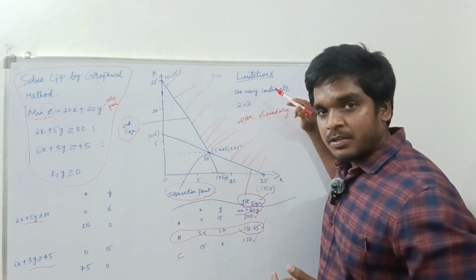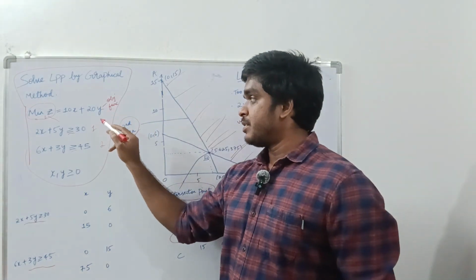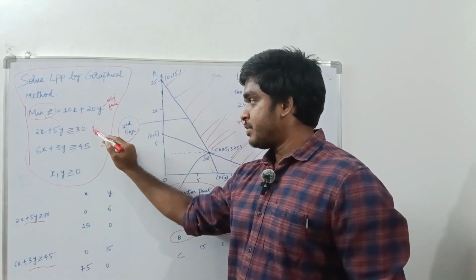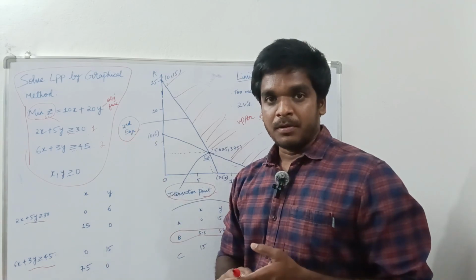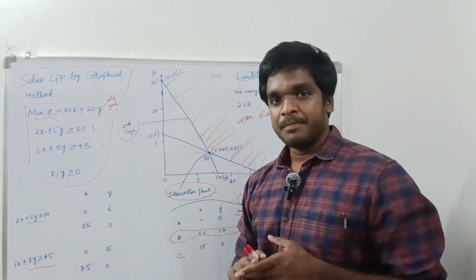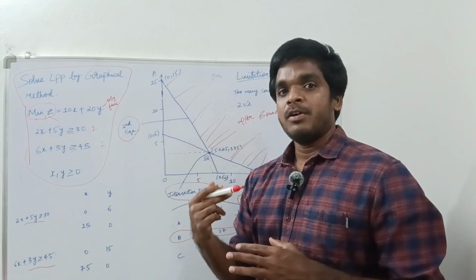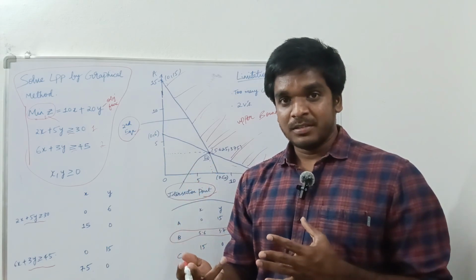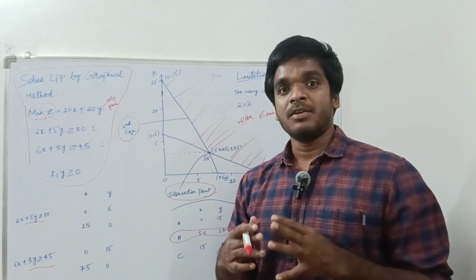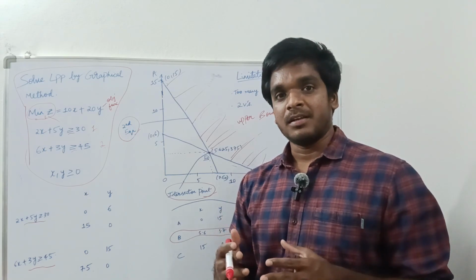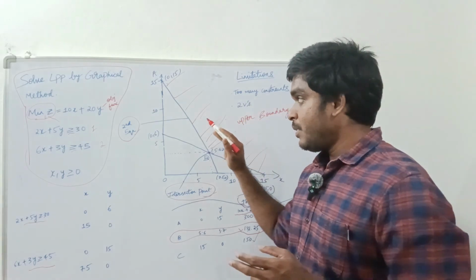First limitation is too many constraints is a problem. If you can notice in this question, you have two constraints. One, two. Even in the previous problem, which is of maximization type, you have only two constraints. So when you have more than two constraints, there is another method in linear programming problem using which the solution can be attained.